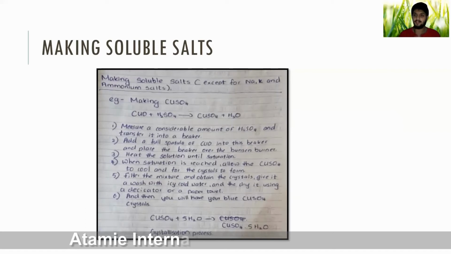So what happens actually in this beaker? This reaction has now started. Copper oxide and sulfuric acid have started to react. So why are we heating it? We're heating it because we do not care about the water that forms. We've got to get rid of the water. That's why we're heating it over a Bunsen burner.